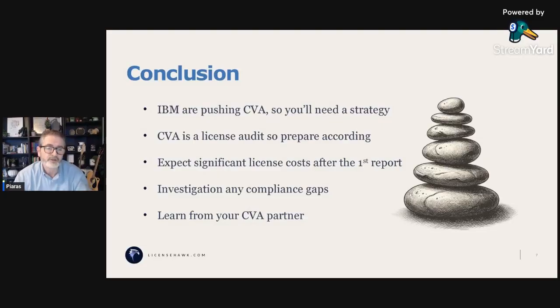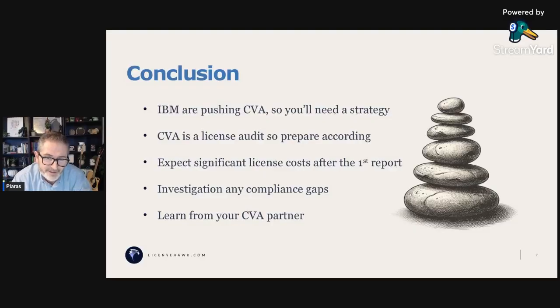The second part is understand that the CVA program is ultimately a license audit. Now, of course, they're trying to identify compliance, and they're trying to get you compliant, but they are constrained in how they can do that. They can just show you the gaps, and ultimately you buy more licenses. Whereas with an internal audit, which is the preparation you need to be making, you can very often find and fix many of these issues before they have become a problem. But use the CVA program as maybe an accelerator to getting that done. Third one to expect here is expect significant license costs on that first report.